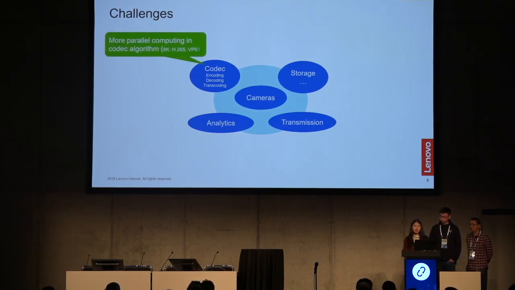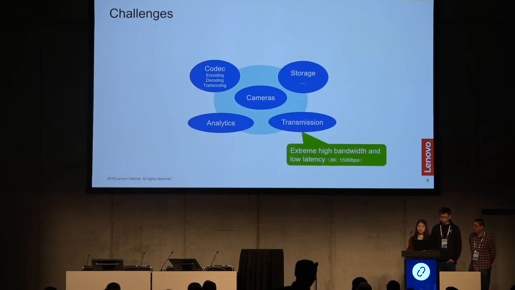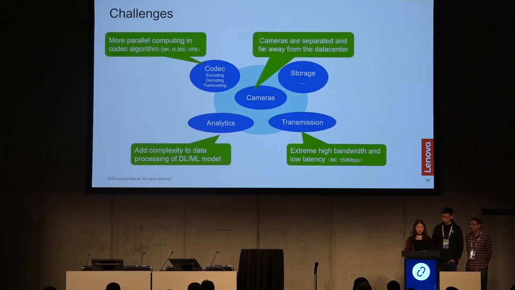The second challenge comes from the heavier parallel computing of the main coding formats of 8K video, like HEVC or VP9. The third one is that when using deep learning or machine learning models to analyze 8K video, it poses a heavy load on data processing because of the high resolution. The fourth challenge comes from the transmission of 8K video, which needs 120 or 150 Mbps.